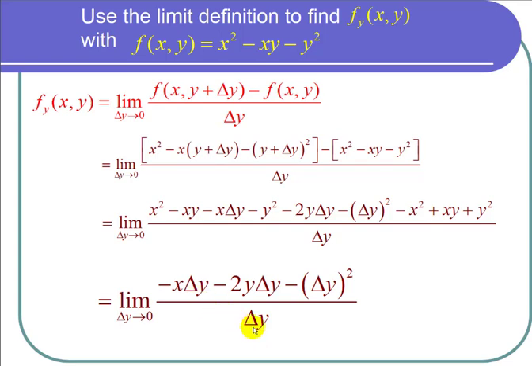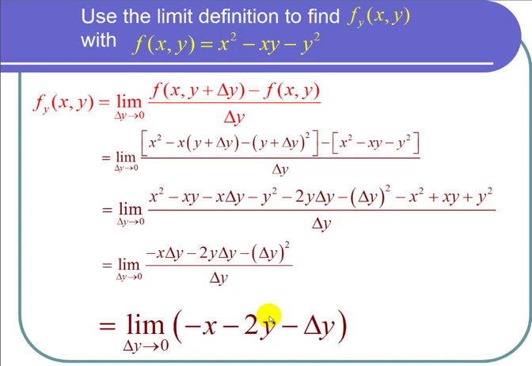Each of these terms has a delta y in it, so that means I can divide each of these by delta y. Negative x delta y over delta y is negative x. Negative 2y delta y over delta y is negative 2y. And minus delta y squared over delta y is just minus delta y. So I'm left with the limit as delta y approaches 0 of negative x minus 2y minus delta y.